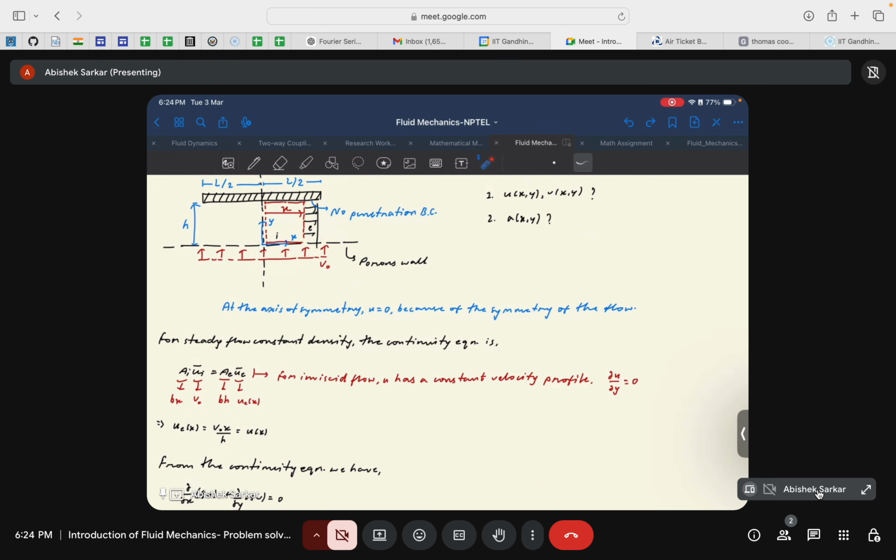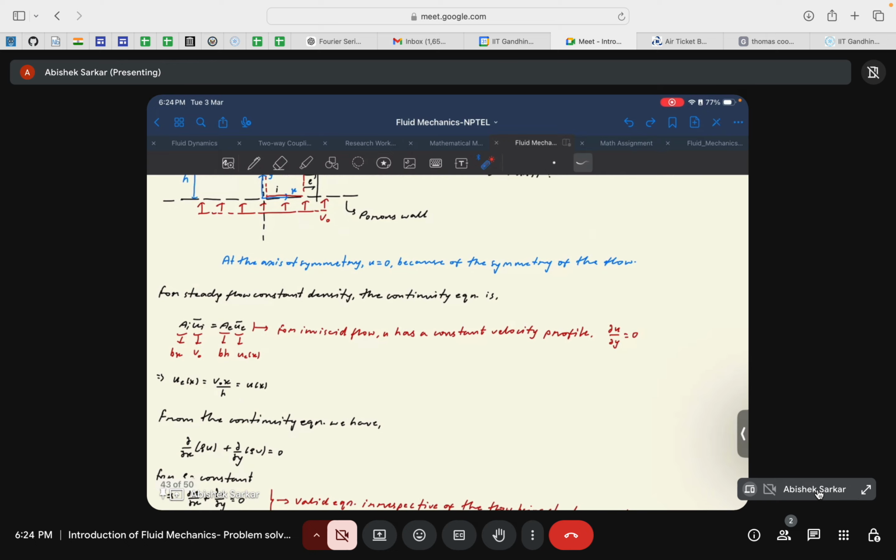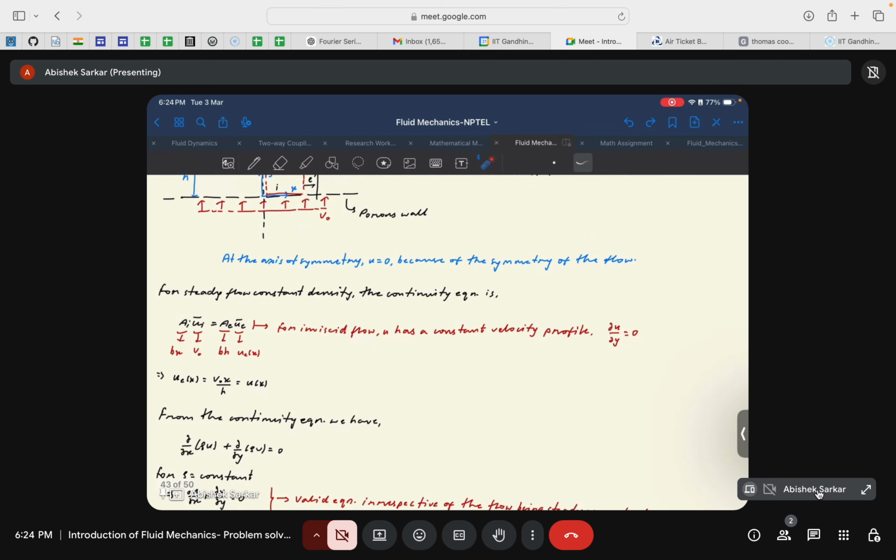Okay, the problem would have been much more difficult if we had considered the viscous effects as well. But for this simplified case, for these given scenarios, the problem has become a bit simpler.